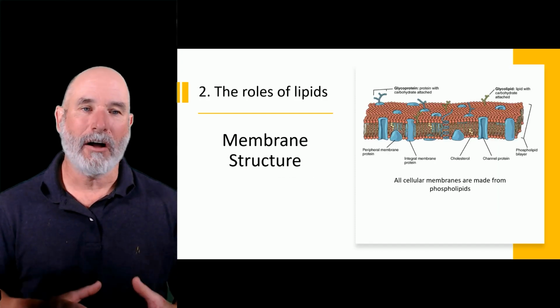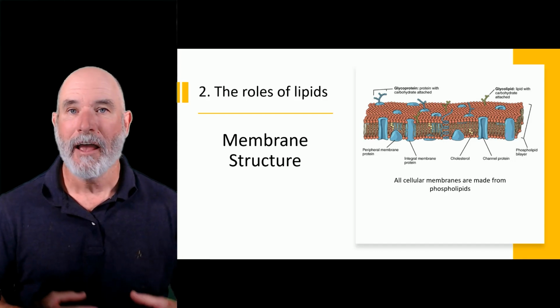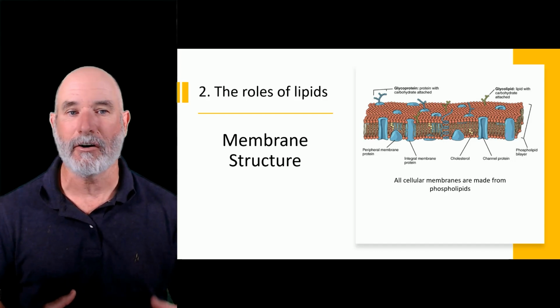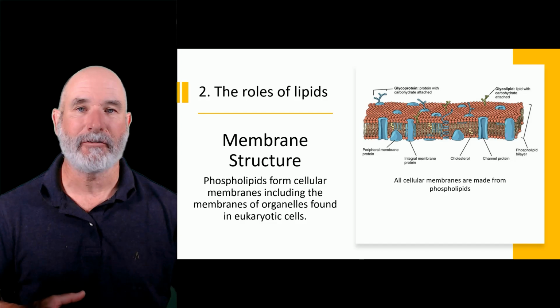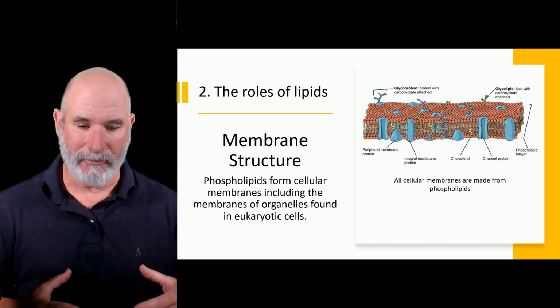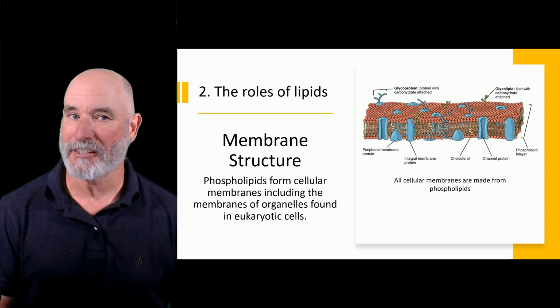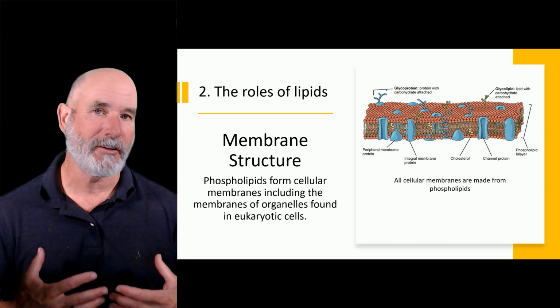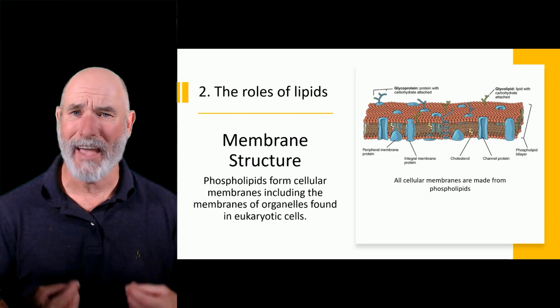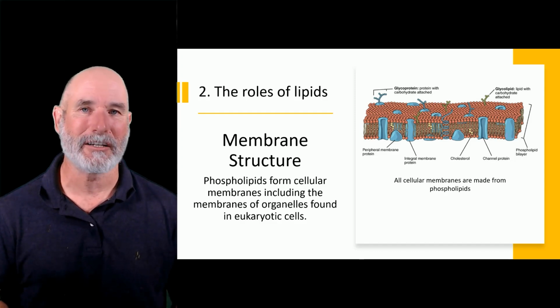Okay, they also are very important for forming our membranes and affecting the fluidity of membranes. So our membrane structure is made from something called a phospholipid. And basically, every single cell on this planet is surrounded by a membrane made of phospholipids. And in our cells, which are the eukaryotic cells, they have organelles. And those membrane-bound organelles are also made of phospholipids.